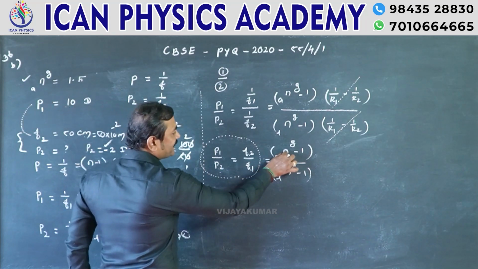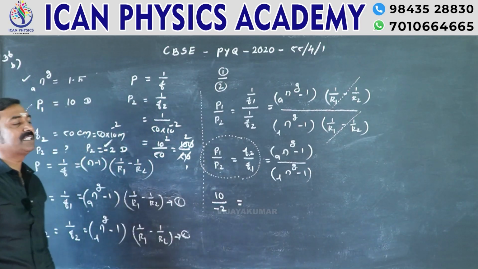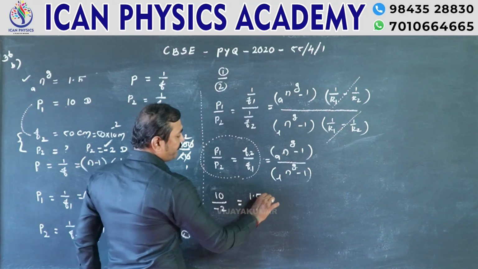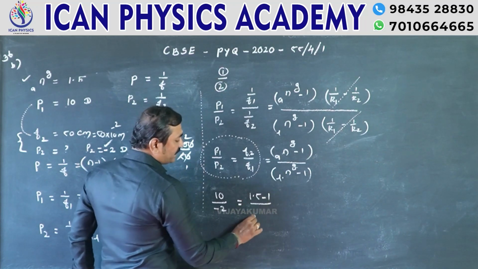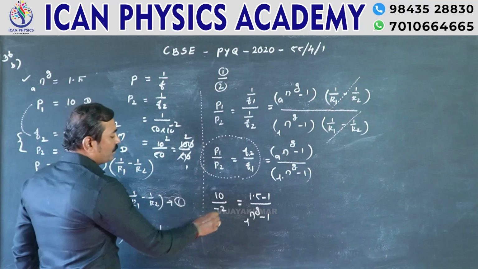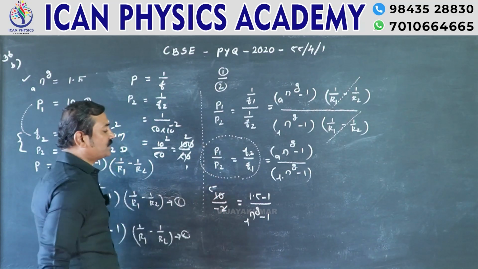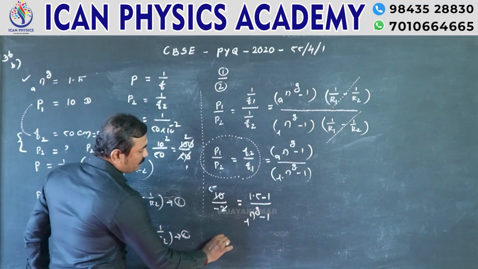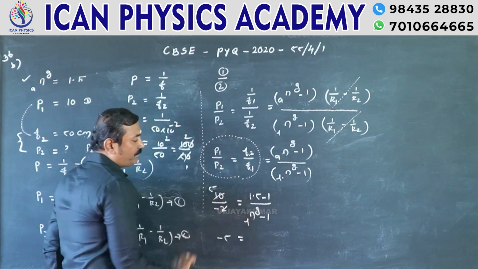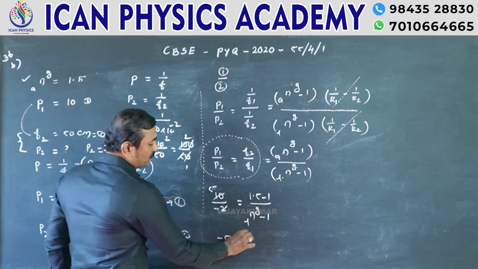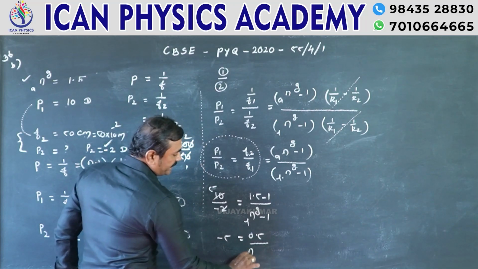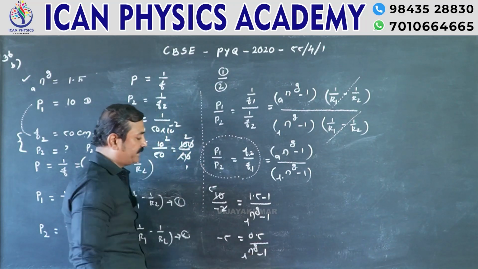The refractive index of the glass prism with respect to air is 1.5. So 1.5 minus 1. We don't know the value of this one, minus 1. Now 5 2s are 10. So minus 5 equals 1.5 minus 1, that is 0.5, divided by the refractive index of liquid with respect to glass minus 1.